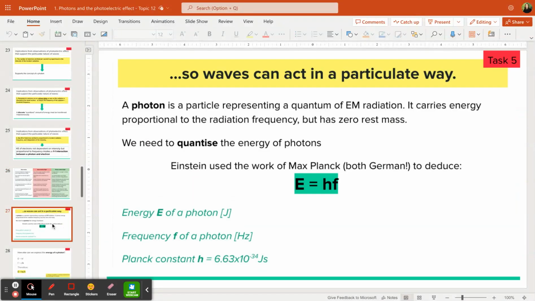Okay, so hopefully by now I have convinced you that waves can act like particles. And we have said that the name of the particle of light is a photon. We know that the energy of a photon is proportional to its radiation frequency, but it doesn't have any mass. We need to be able to quantize the amount of energy a photon of light has.